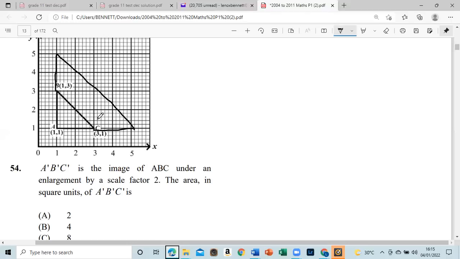That's the new image, and you get the scale factor that is double. So let's see, 1, 2, 3, 4. So these are 4 units, and this also will be 4 units. And it's a right angle triangle. So 4 times 4 will give us 16, and divided by 2, our answer will be 8. So our answer is C.